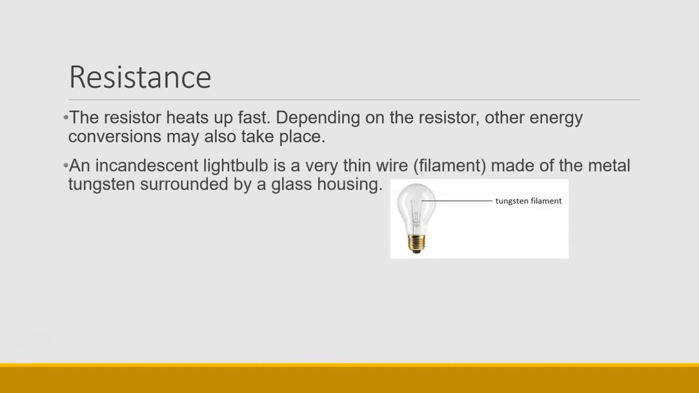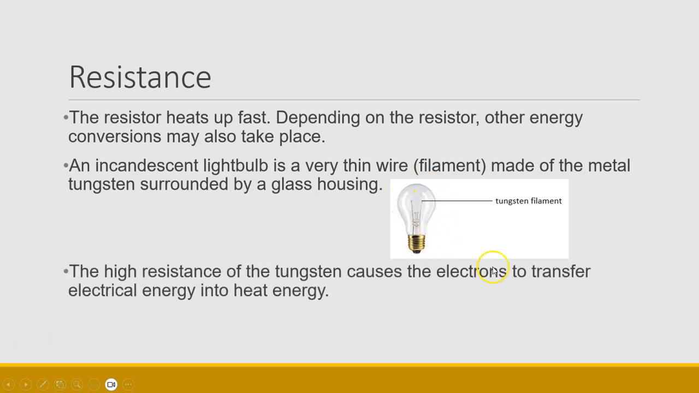Let's consider an incandescent light bulb. An incandescent light bulb has got a tungsten filament in it. So it's got a very thin curly wire here made up of tungsten. This is the resistor in the light bulb, and it is surrounded by a glass housing. Now the electricity enters the light bulb through copper wires, and then it has to travel through the tungsten, and then it leaves the light bulb through copper wires again.